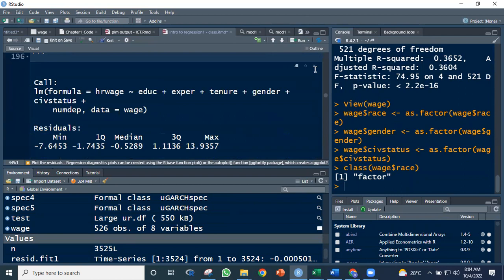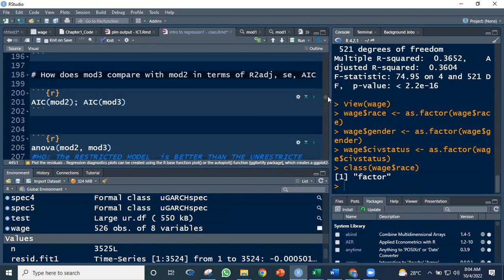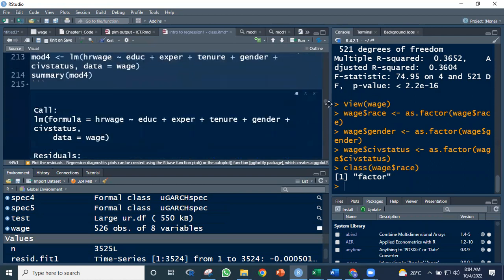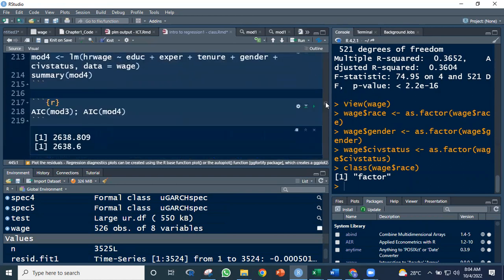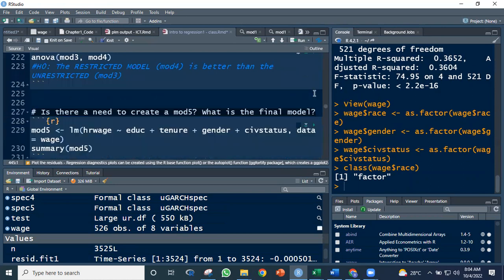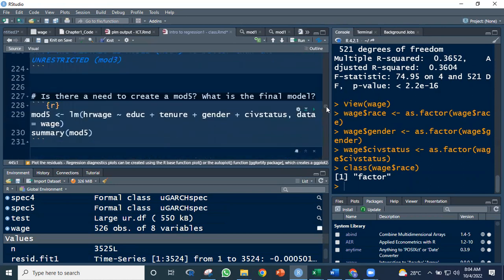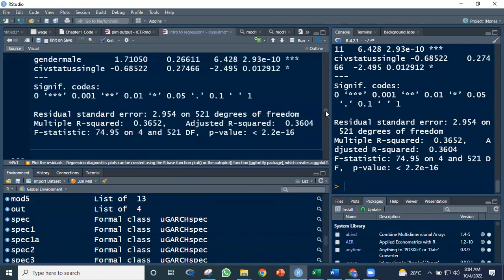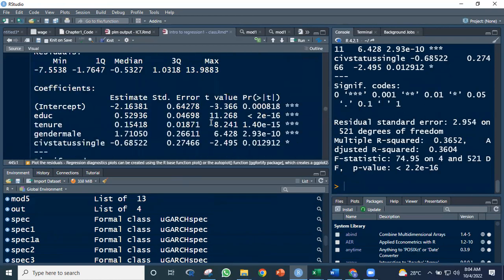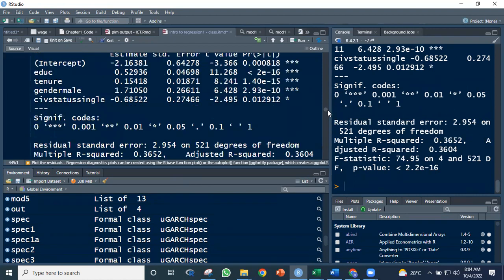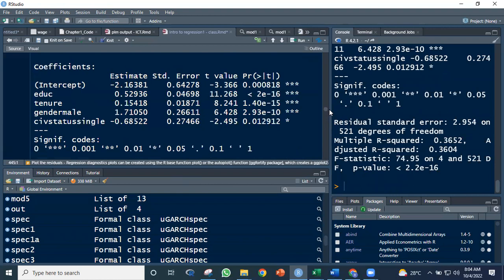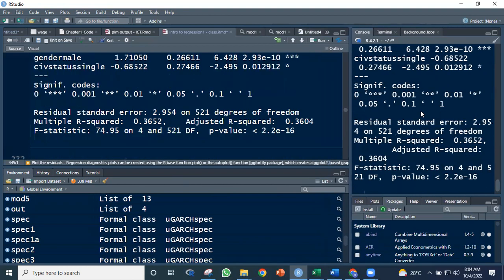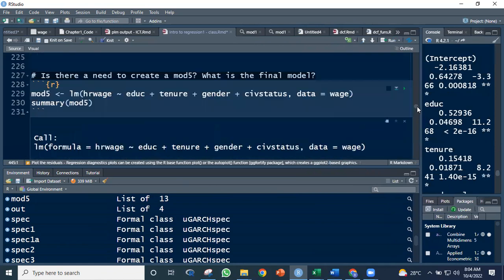The last model that we looked at was model number 5. If you recall, we did what we call stepwise regression, and we also tested the models. So this is model number 5. I'll run this. This is our result. We can see that our predictors, education, tenure, gender, and civil status are all significant, so we don't have any variable to remove. This is our final model, and as I mentioned, they're all significant.